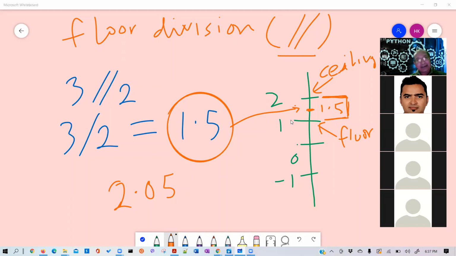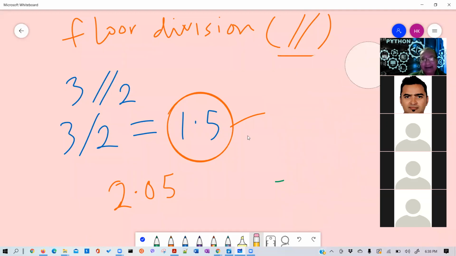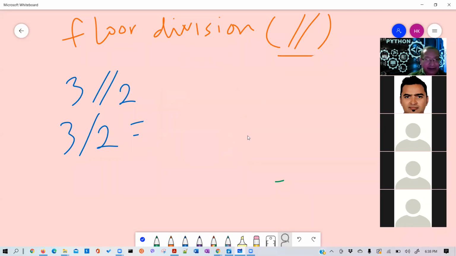Okay, now we were talking about floor division. So let me erase this part. In floor division, let me get rid of this. 3/2 in normal division is 1.5. Now it gives you the floor of 1.5. What is the floor of 1.5? That's 1.